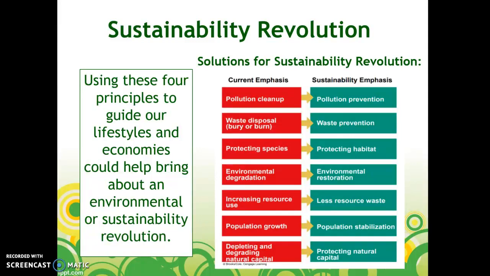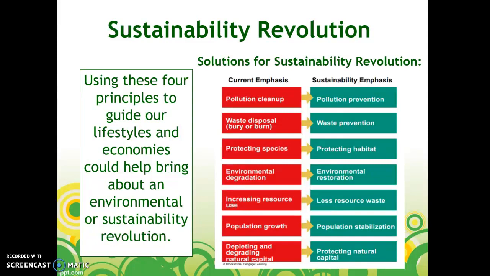So using these 4 principles, we can guide our lifestyles and economies to bring about an environmental or sustainability revolution. If you look at my figure here, you can see the solutions for the sustainability revolution include the current emphasis and what the emphasis should be if we are living a sustainable lifestyle.